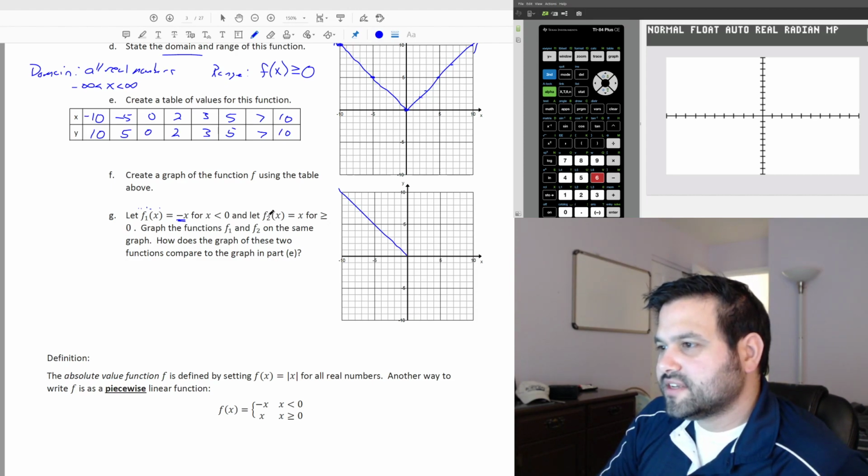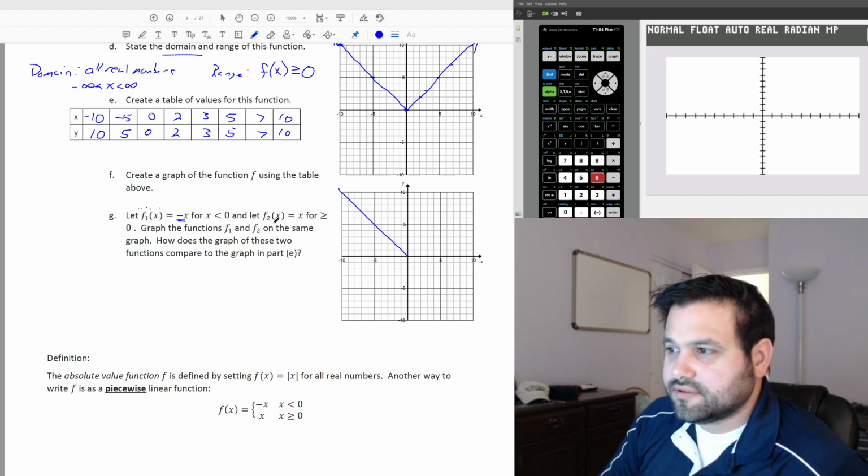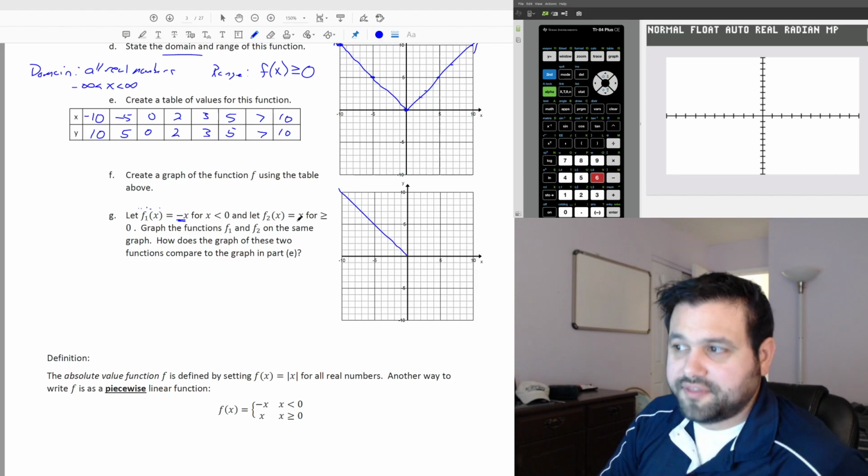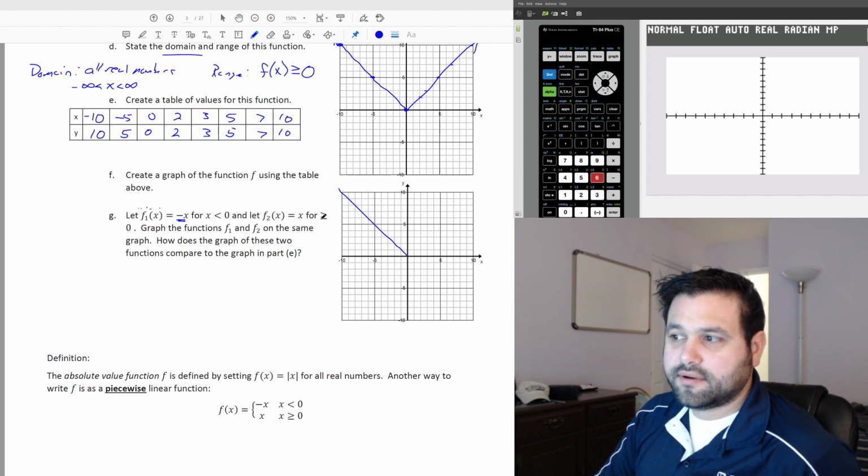Now, what if I say, okay, well, now let's graph another function. Let's graph, our next function is just x. And we're going to graph this for when x is greater than or equal to 0.